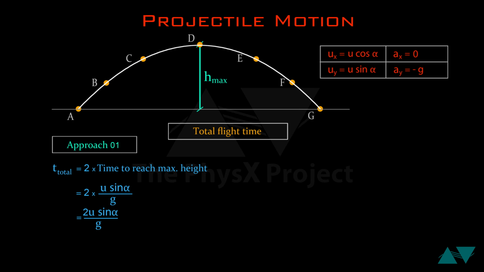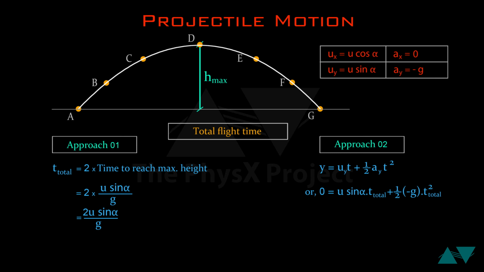Now approach 2. For this one, we will use the vertical version of the displacement equation. Look at the diagram again. The projectile starts from A, lands at G. So its vertical displacement is 0 after the whole flight as it returns to the same height level. So we will use 0 for vertical displacement y, and you should already be quite familiar with the rest of the substitutions. Therefore, total flight time T total equals 2u sine alpha over g.